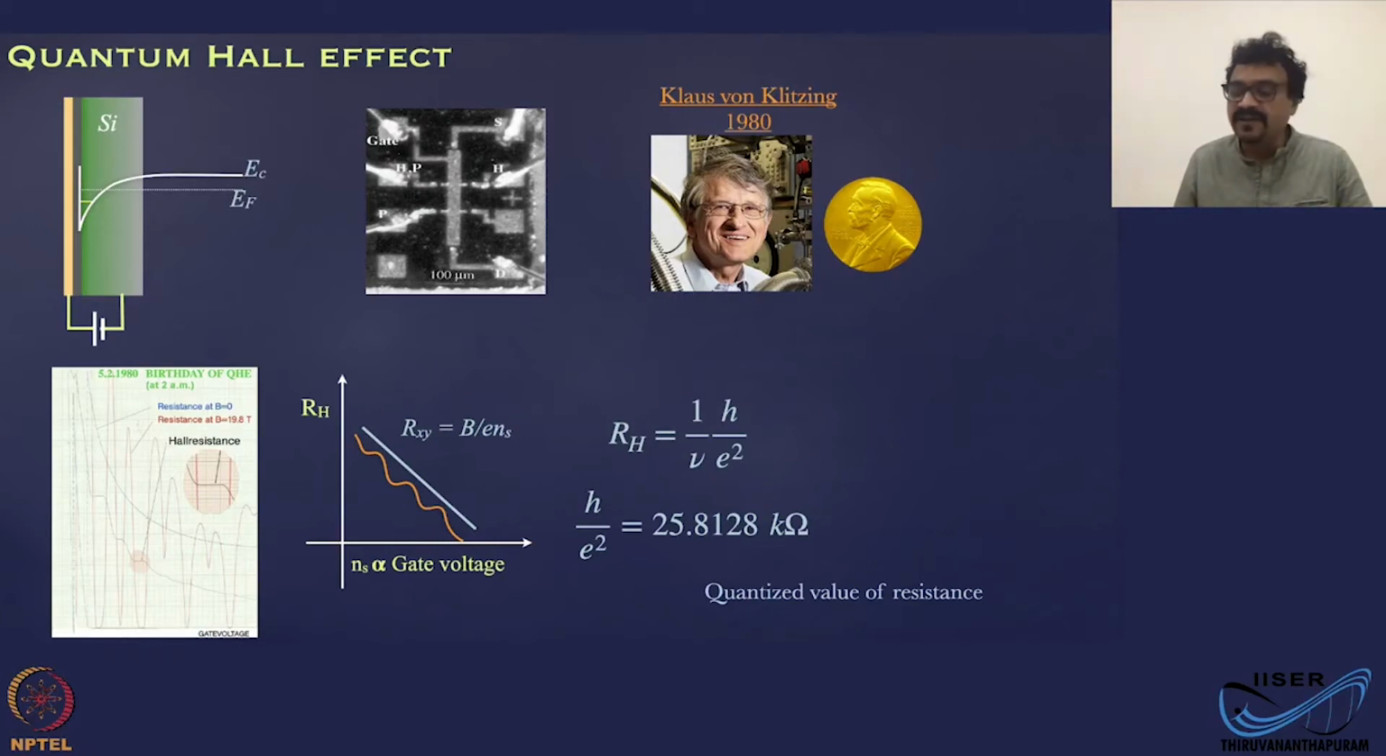The quantum Hall effect was discovered by Klaus von Klitzing in 1980, which earned him the Nobel Prize. So this is an extract from von Klitzing's lab notebook, which is the birth of the quantum Hall effect.